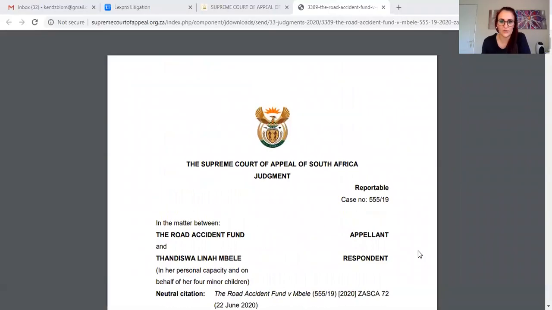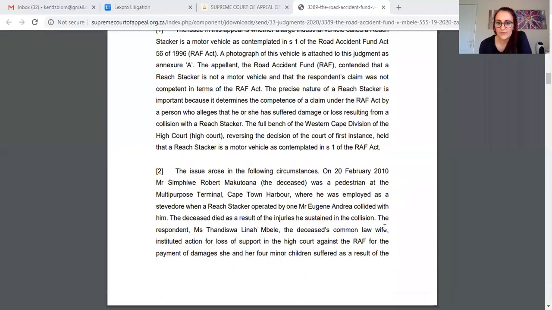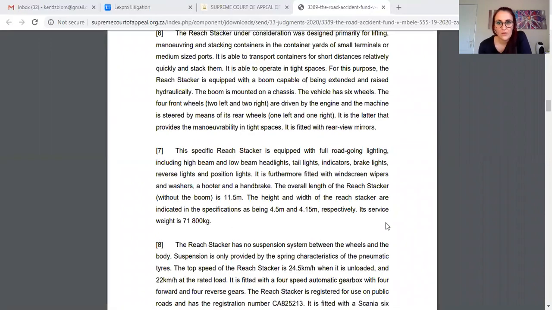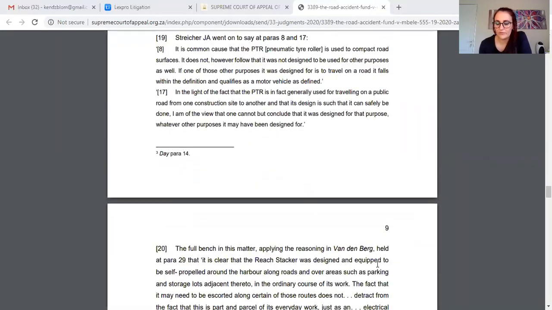All right, so let's have a look here. For instance, this is a judgment. It comes from the Supreme Court of Appeal, and as you can see, this judgment tells us what the order was. We can see that it's quite a long document. There's a lot of information here. This judgment is about 14-15 pages.